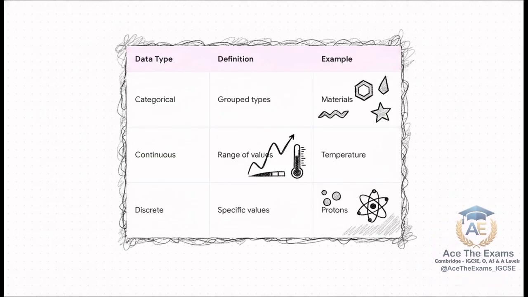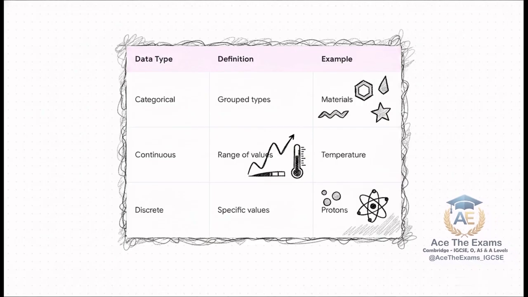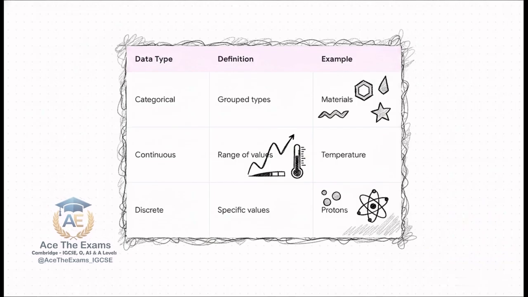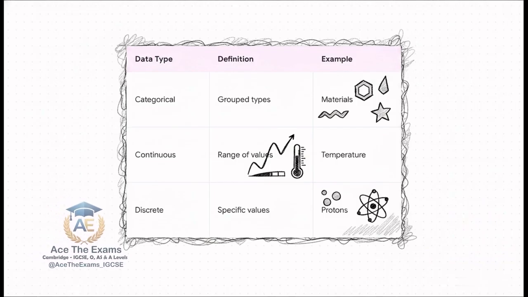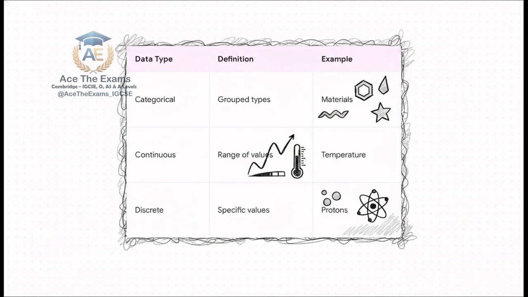But discrete data, that can only take certain specific, separate values. Like the number of protons in an atom. They have to be whole numbers. You can't exactly have half a proton. Knowing these exact differences dictates exactly how you record your results and plot your axes.